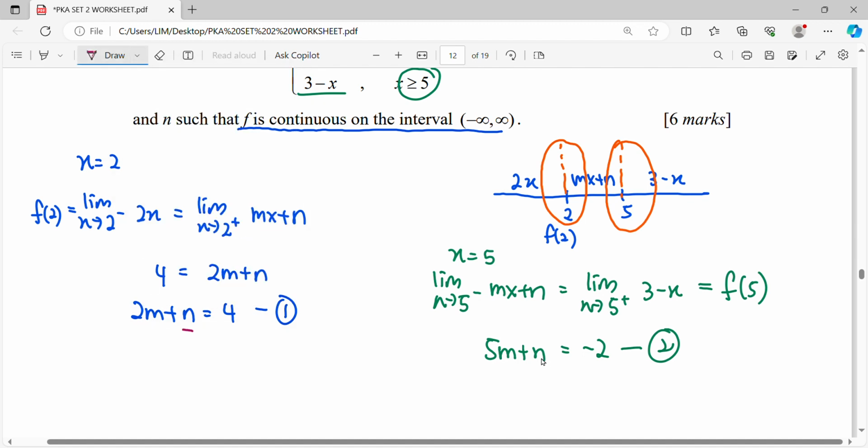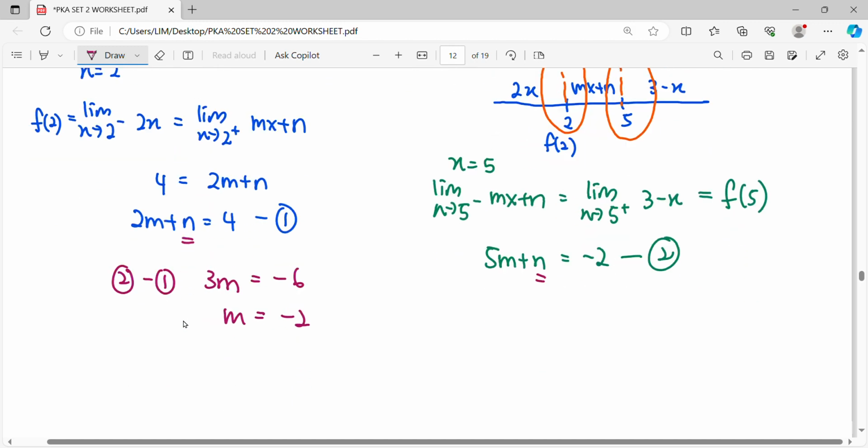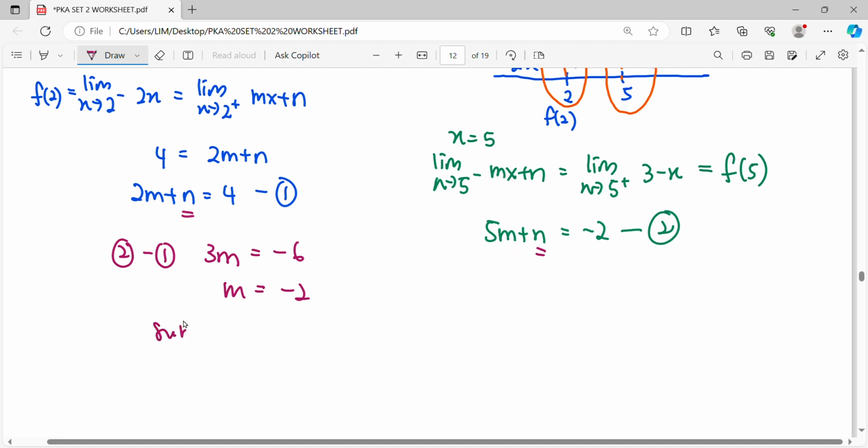So we have a similar term here. Therefore, we take equation 2 minus equation 1, so that 5m minus 2m, we get 3m, and n minus n can be eliminated. Then we can find our m. Then we substitute into either one equation, so I choose equation 1 to find n.